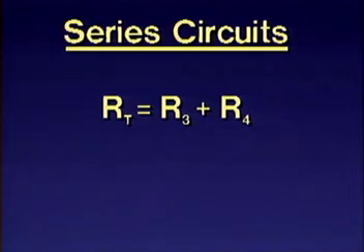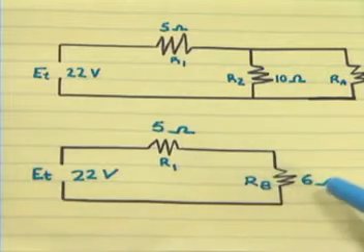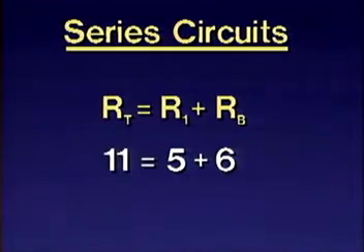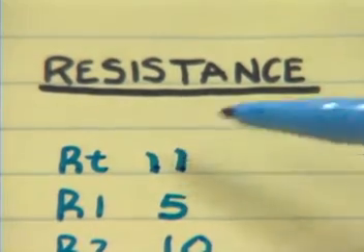Remember, in series circuits, total resistance is equal to the sum of the individual resistances. In this case, R1 is 5 ohms. RB is 6 ohms. Therefore, the total resistance is equal to 5 ohms plus 6 ohms, or 11 ohms. Label 11 ohms for total resistance, RT.